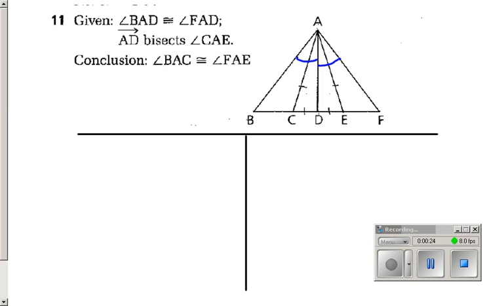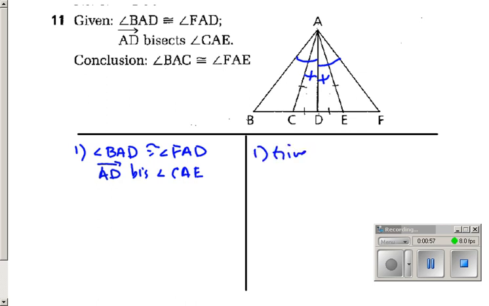Okay. You also have that AD bisects CAE. So that means, I'm going to have to say this, but that means that CAD is congruent to EAD. So I'm trying to prove that BAC, this angle, is congruent to that angle. So let's see what we can do. I'm going to write the given, BAD congruent to FAD. Ray AD bisects angle CAE.